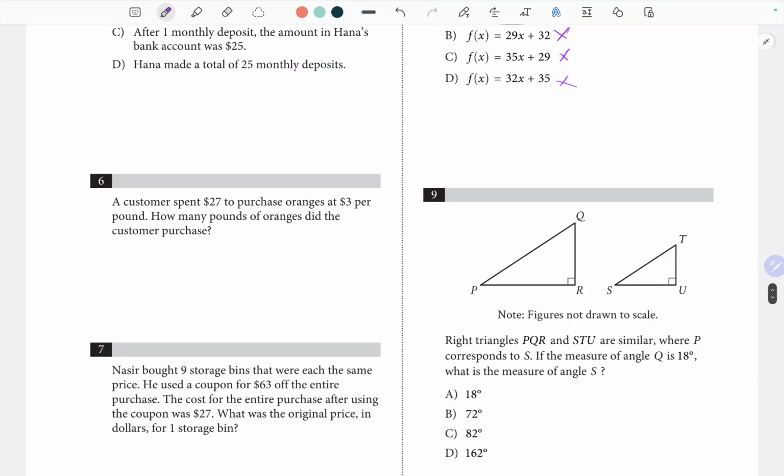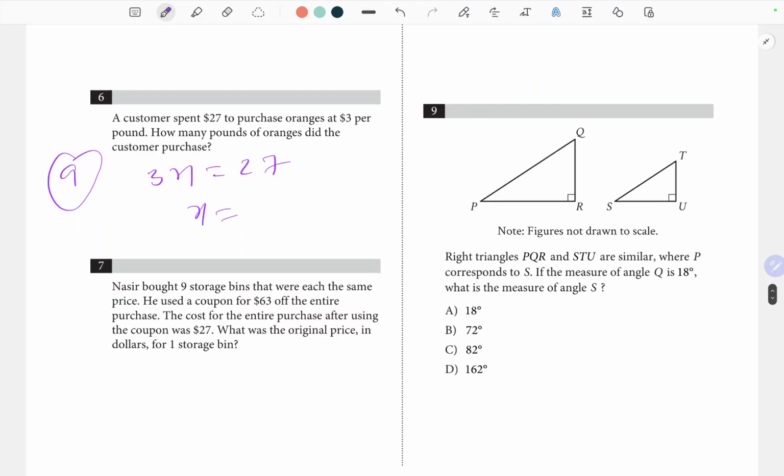Now a customer spent $27 to purchase oranges at $3 per pound. How many pounds of oranges did our customer purchase? $27, then 3 times n equals 27. n equals 27 over 3, which is 9.